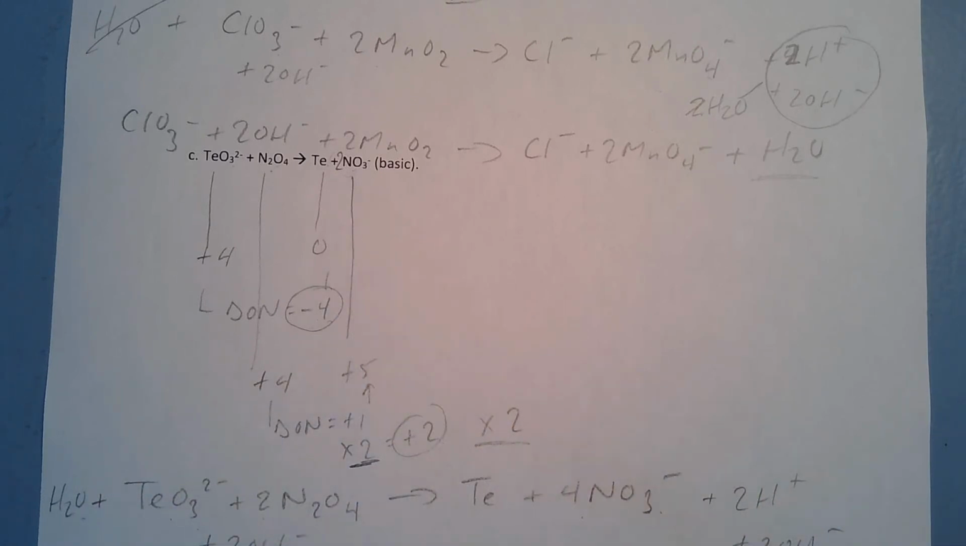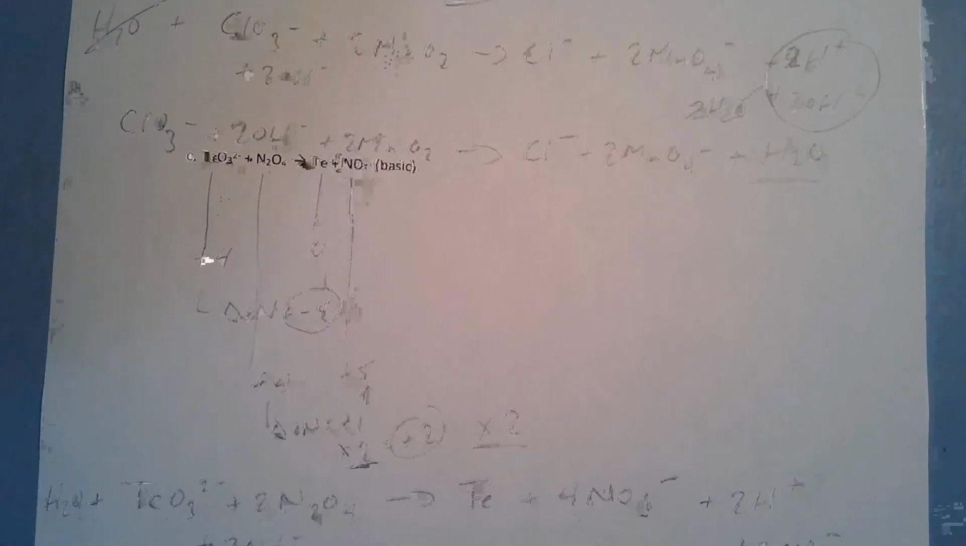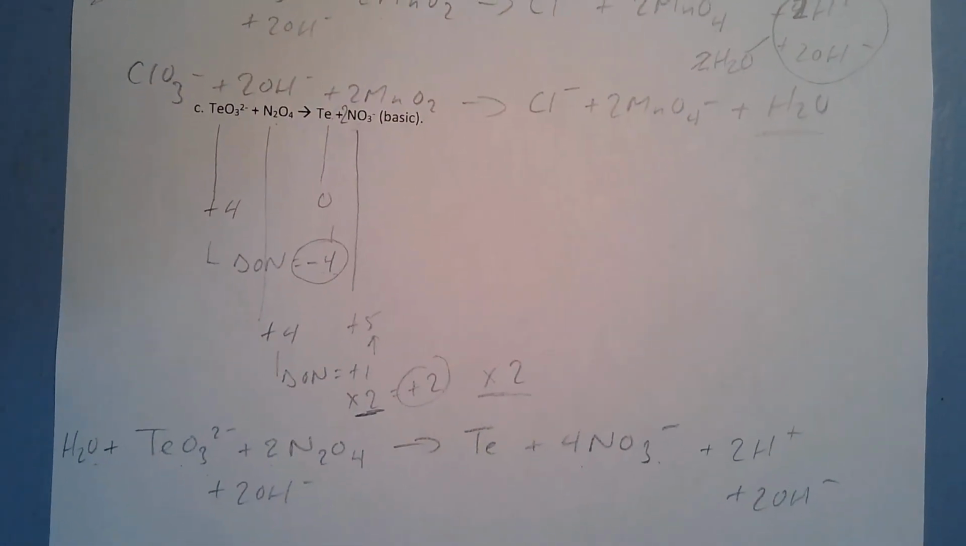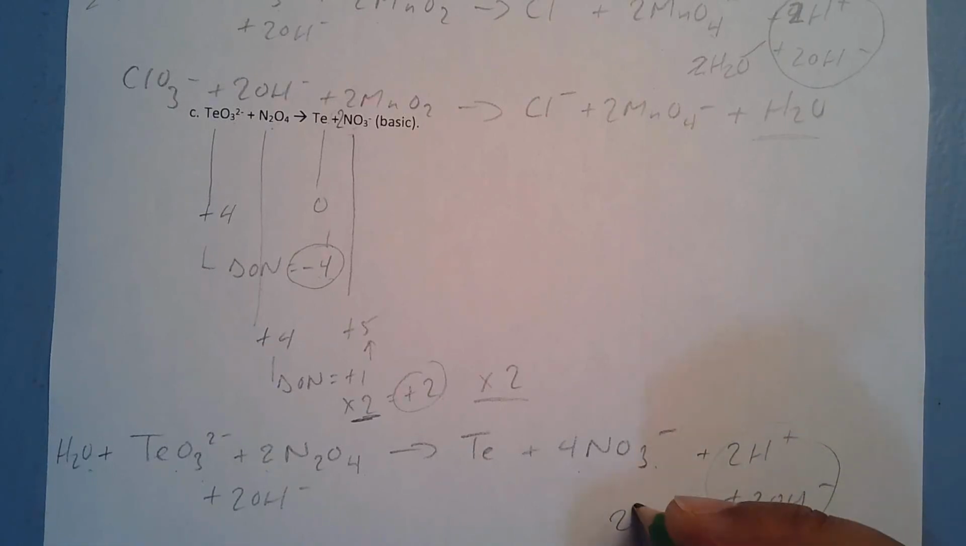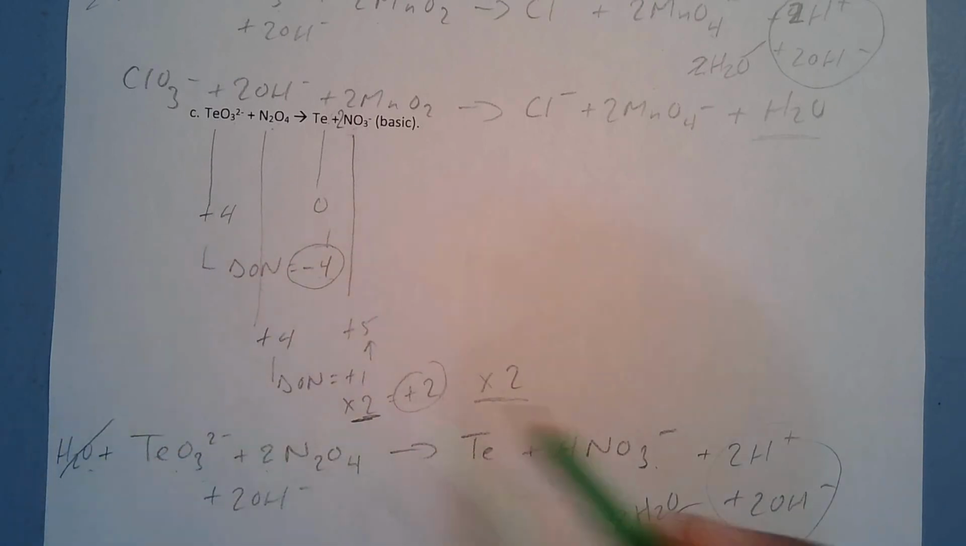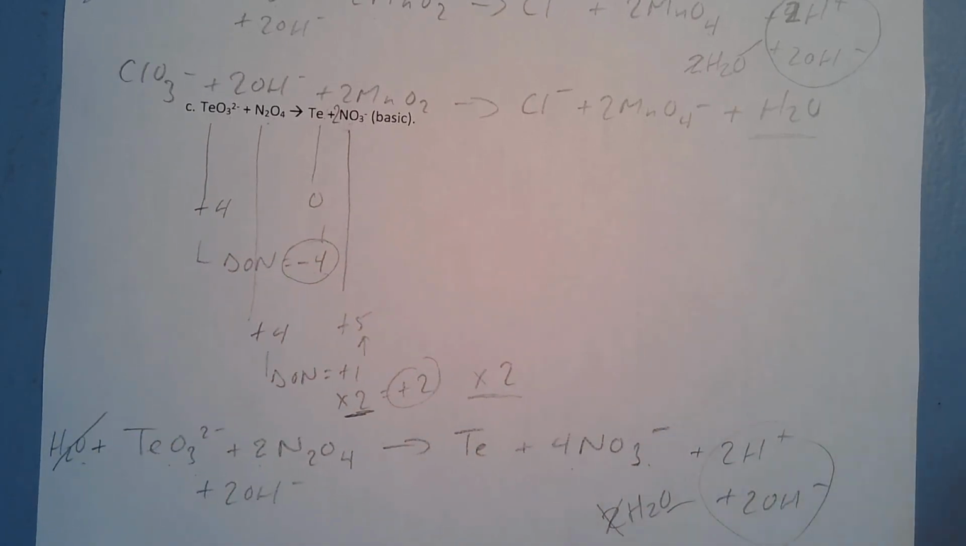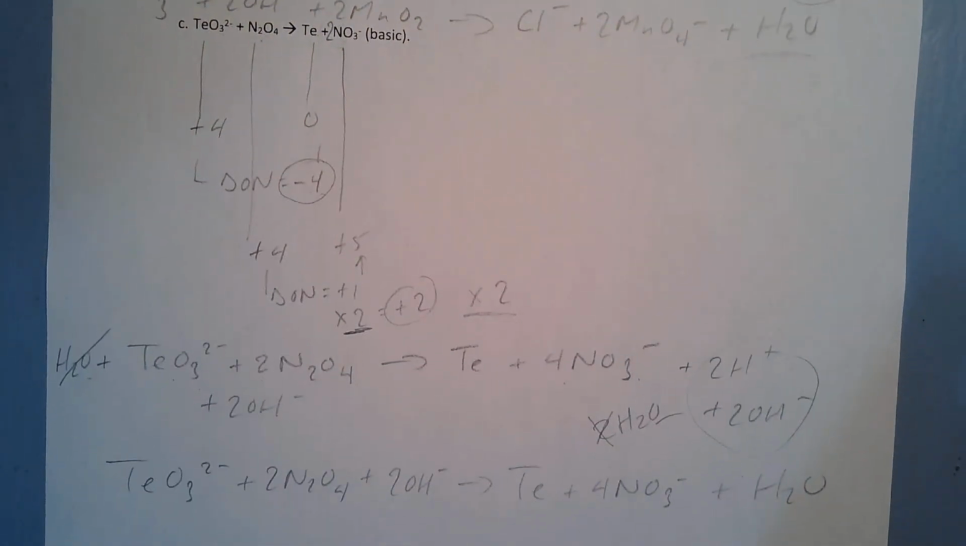Okay, again, this is basic, so now what we have to do is get rid of the H plus, so we add the 2 OHs here. So that gives you 2 waters. And then because you have a water on this side, that goes away. This 2 goes away and we're just left with 1. And then there's your reaction.